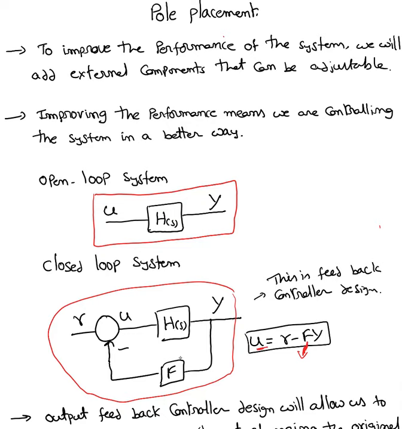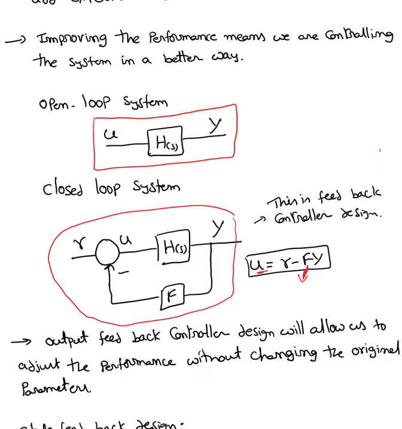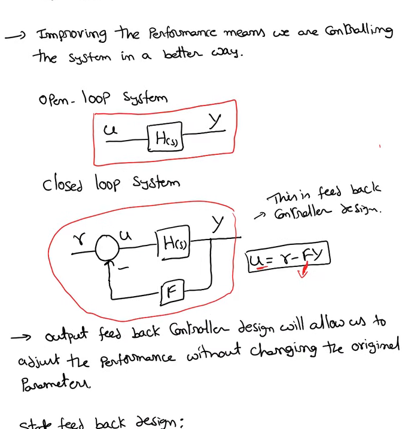Okay, so here what we are doing, we are placing the poles to adjust the performance of this output or improve the performance of that system. Improving the performance means we are controlling the system in a better way. That's what it meant. So this feedback system is called feedback controller design. I'm taking the feedback from the output. The output feedback controller design will allow us to adjust the performance without changing the original parameters.